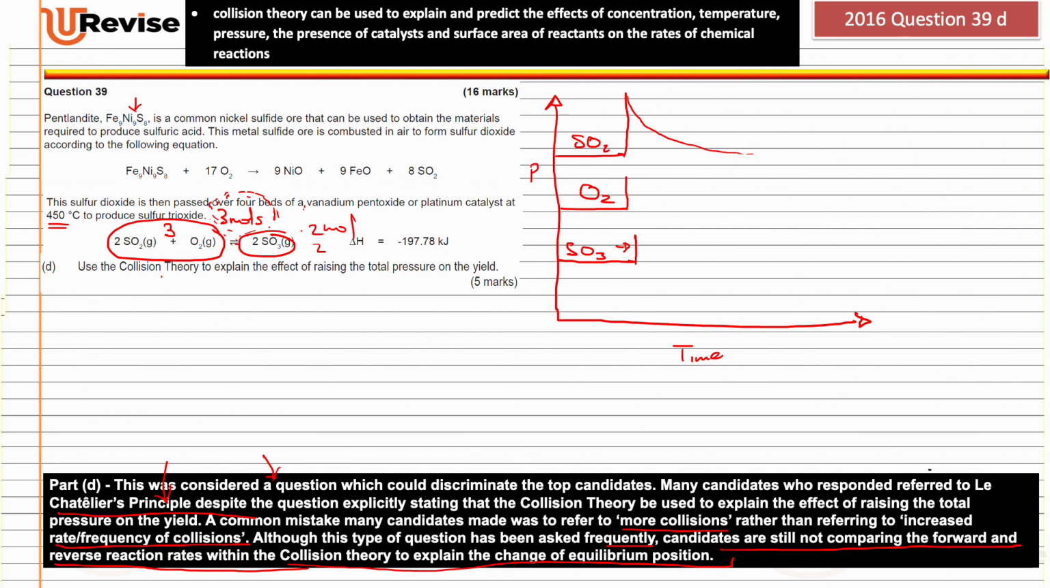This graph is not correct because it shouldn't be the same as what it was before. According to Le Chatelier's principle, the system will partially oppose this imposed change. So we will see the reactants decreasing in partial pressure, and our products will increase in partial pressure like that, which shows that yield is increasing. So that's what happens here.